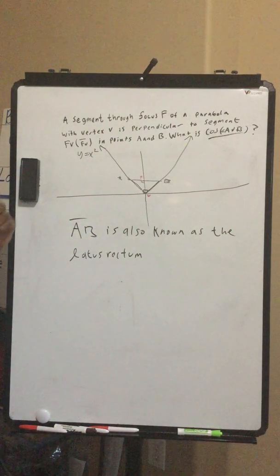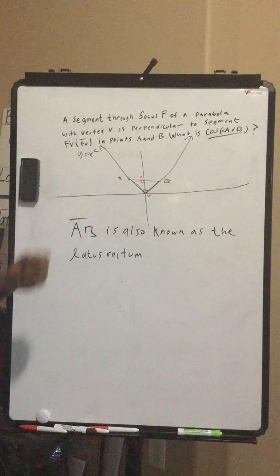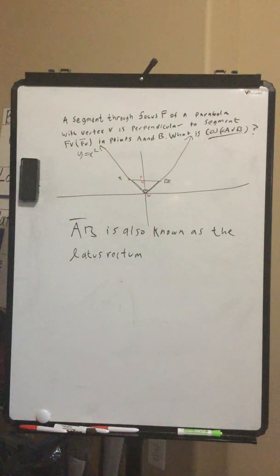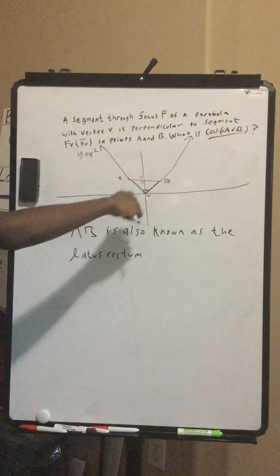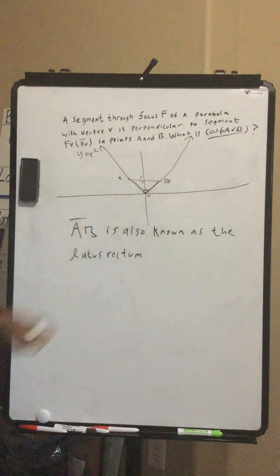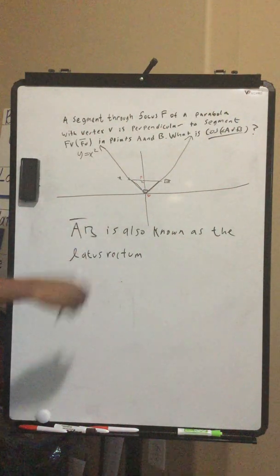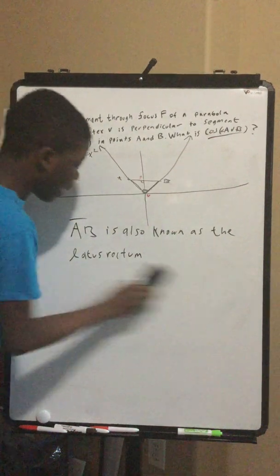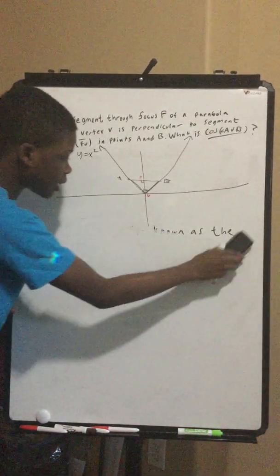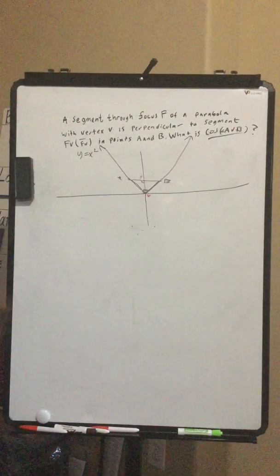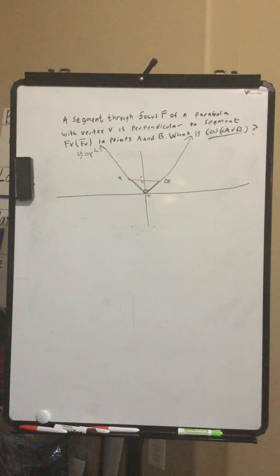Anytime you have a chord that runs through the focus and is perpendicular to the focal length, it's known as the latus rectum. And the focal length is the distance from the focus to the vertex, or from the directrix to the vertex. That brings me up to a good point. In this case, the directrix is not explicitly stated in this question, but we're still going to add it because it's very important to the geometric definition of a parabola.